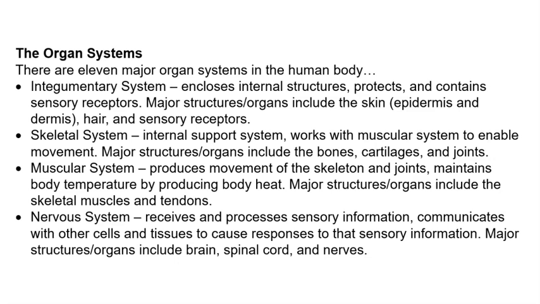Next, we have the nervous system, which functions to receive and process sensory information. It also communicates with other cells and tissues in order to cause responses to the sensory information that it receives and processes, and it's one of the major organ systems that controls homeostasis. The major structures of the nervous system include the brain, the spinal cord, and the associated nerves with the brain and the spinal cord.